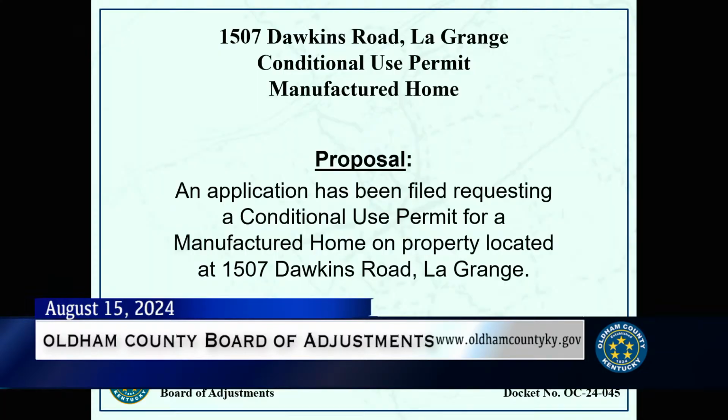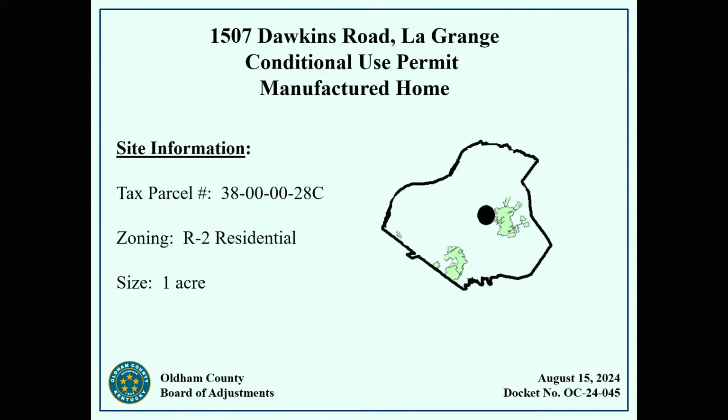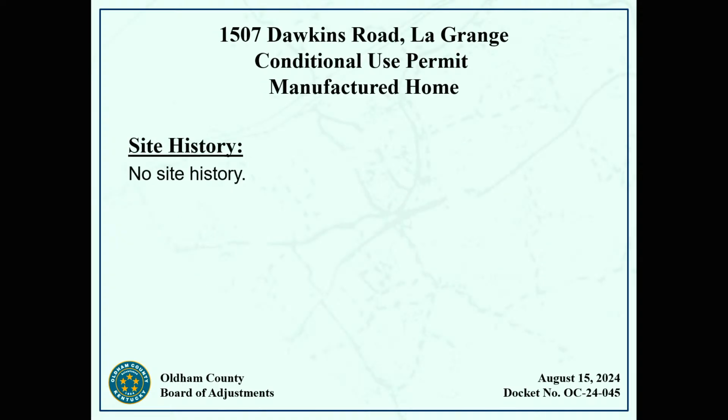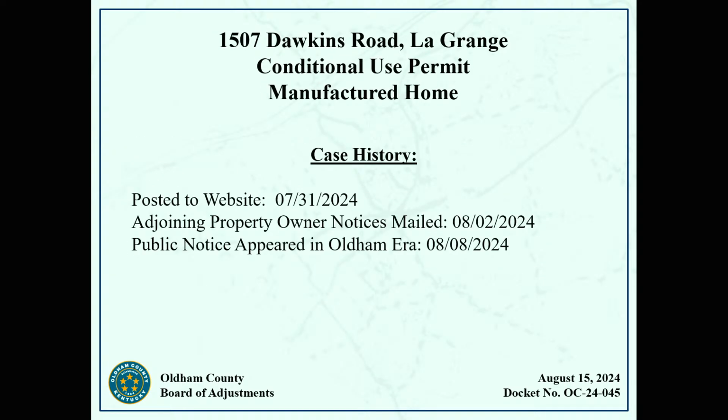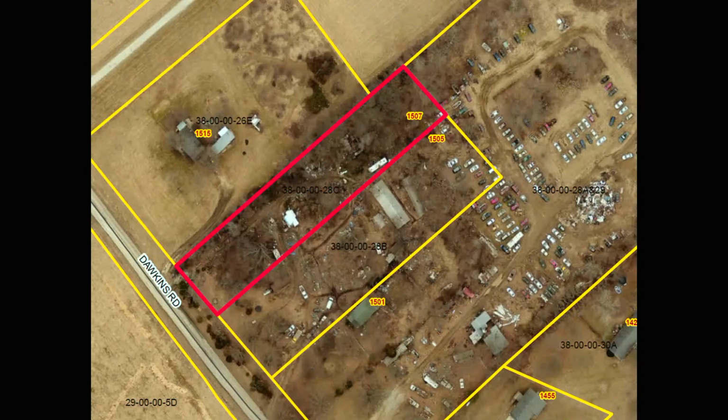Okay, Ryan? All right, Ryan Fisher, Senior Planner with Oldham County Planning. So once again, this is for a conditional use permit for a manufactured home, located at 1507 Dawkins Road in LaGrange. It is an R2 residentially zoned piece of property on 1 acre of land. No site history involved. Same notifications as all the other cases. At the end of July, we posted to our website, sent out our adjoining property owner notices, and the notice appeared in the Oldham Era as well in early August.